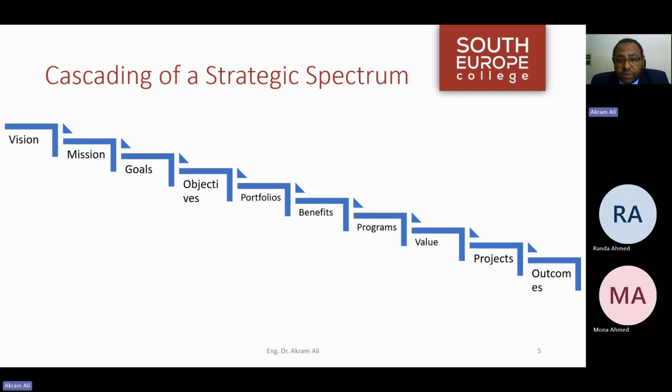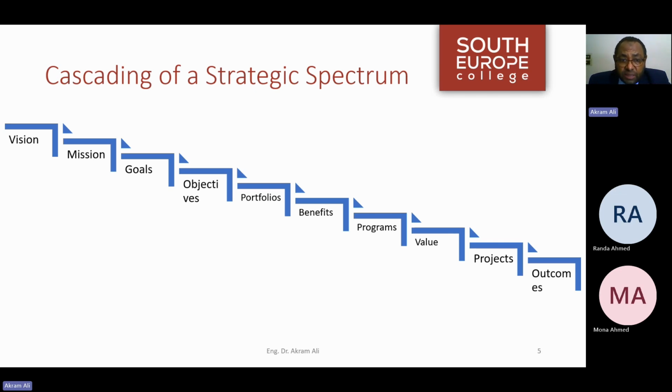Normally, when we start to draft a strategic plan, we have vision, we have mission. The output of the strategic planning effort is normally vision, mission, goals, objectives.